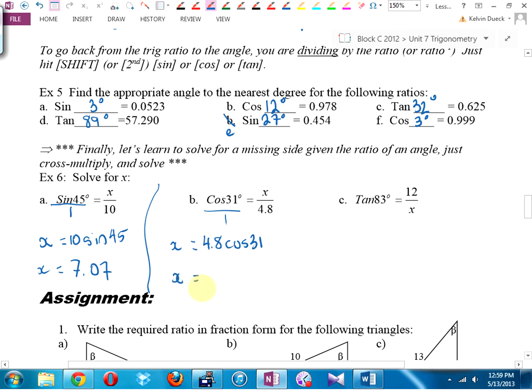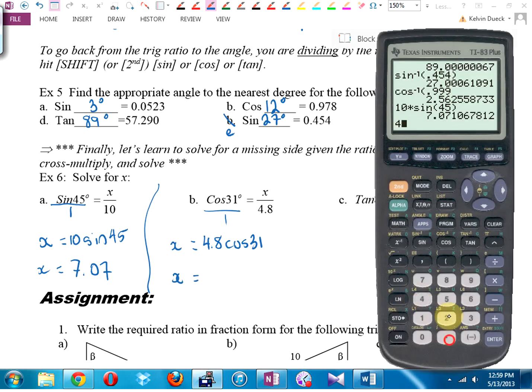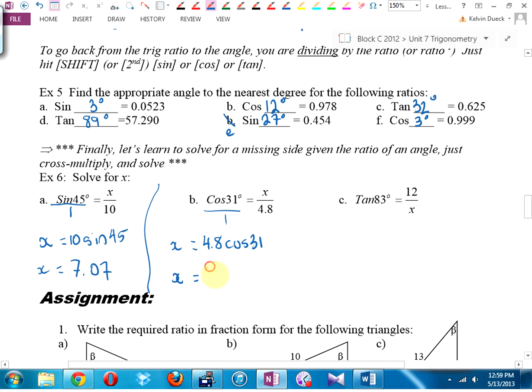What is 4.8 cos 31? You get 4.11. They didn't say how many decimal places to go to, so if I'm not sure, I usually go to 2. Yeah, 4.11? No, yes? Sam, yeah? Okay.